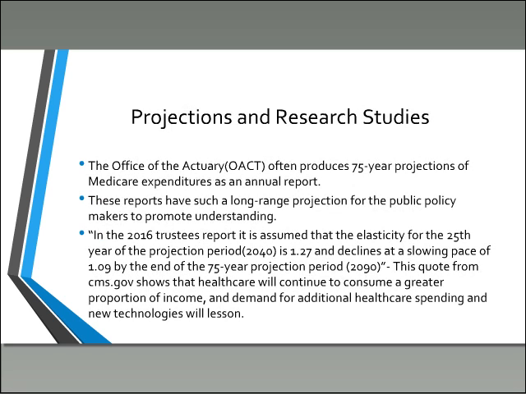Projections and research studies. The Office of the Actuary often produces a 75-year projection of Medicare expenditures as an annual report. These reports have such a long-range projection for public policy makers to promote understanding. In the 2016 Trustees Report, it is assumed that the elasticity for the 25th year of the projection period is 1.27 and declines at a slowing pace to 1.09. By the end of the 75-year projected period, this quote from CMS.gov shows that healthcare will continue to consume a greater proportion of income, and demand for additional healthcare spending and new technologies will lessen.